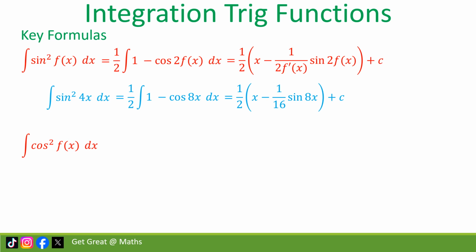The integral of cos squared f of x dx applies in a very similar way. So you just need to remember the double angle formula and rearrange it to write it as a half the integral of 1 plus cos 2 of f of x dx. You can see these two formulas are very closely linked. One has got a plus sign in the middle, the other one has got a minus sign in the middle. So they are very closely linked.